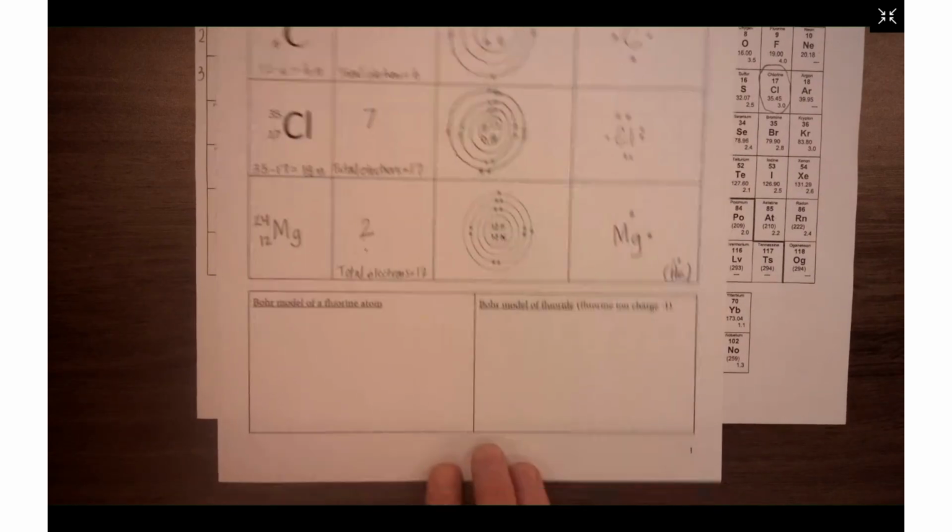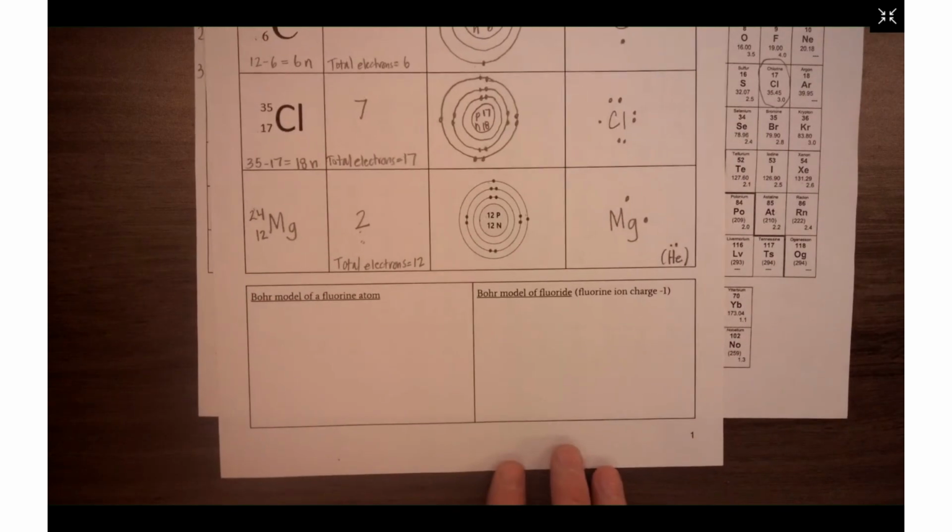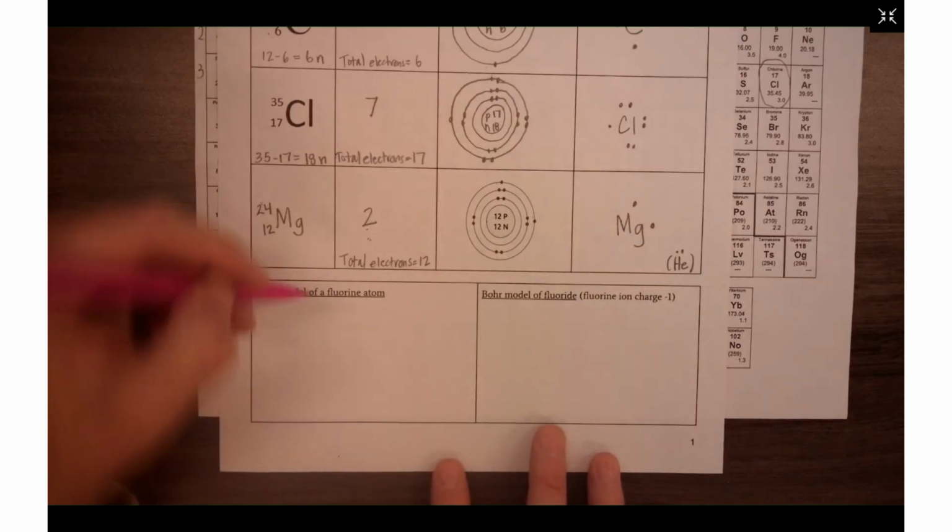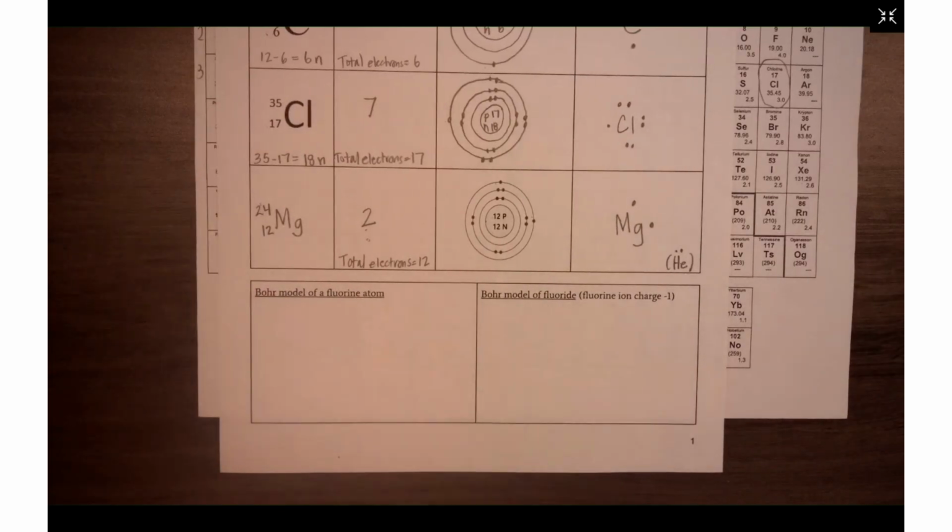All right, last one: a Bohr model of a fluorine atom, and then the ion. I will do that in the next video because I'm running out of time.